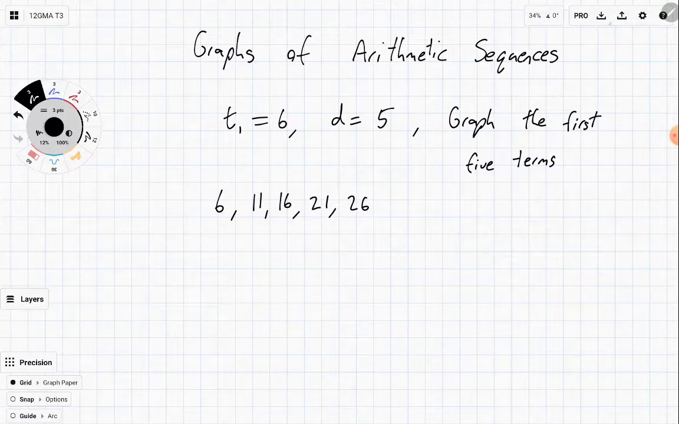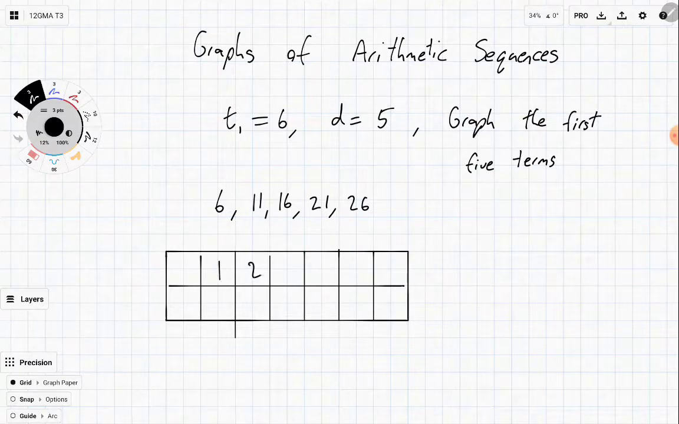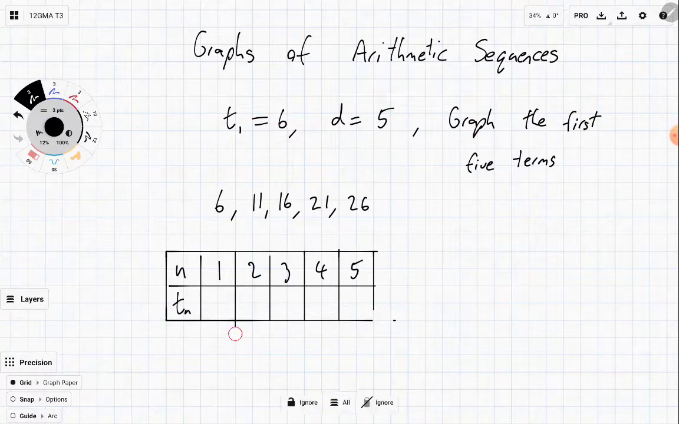So we can actually draw this up like a table. I know most of you probably won't need to draw it up as a table, but I often find that it's easier to visualize with a table. So the way we can do this is we've got the first term, second term, third term, fourth term, fifth term. We don't have a sixth term. And that's going to be our n, and this is going to be our t of n. Alrighty, so our first term was 6, our second term is 11, then 16, then 21, and then 26.